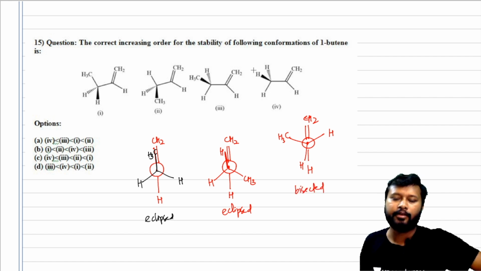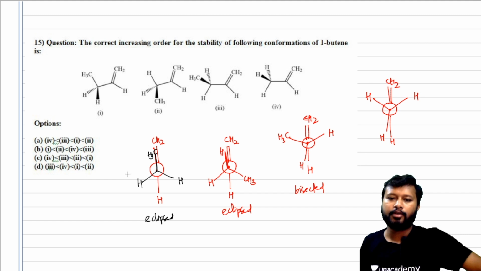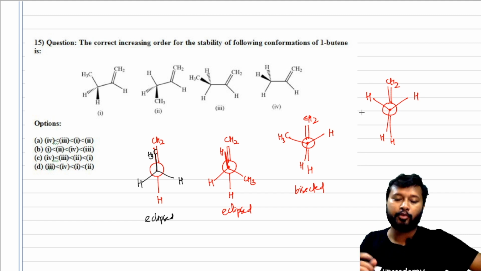Similarly, in the fourth one, again you will get the same thing. I will just draw it here. This is again CH2, then H, and here you will have H, H, and H. So these are our four molecules. Now we have to look at stability.